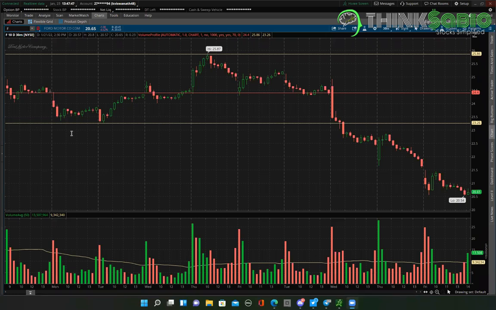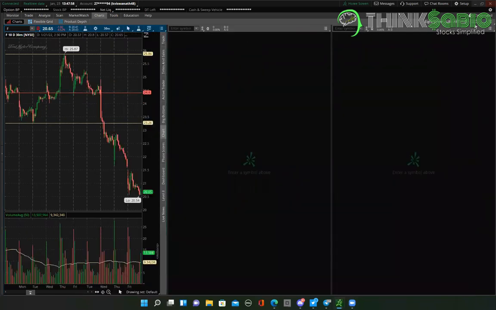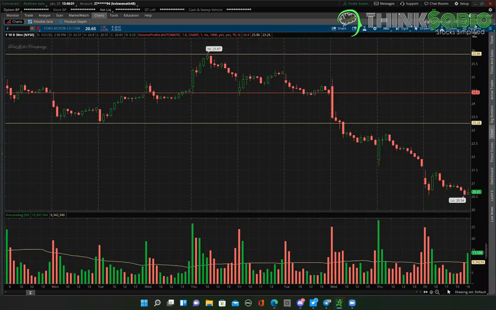How to set up multiple chart windows with multiple screens. You go here, and if you want one more screen, you can add one more screen. If you don't want it, you can just remove it.